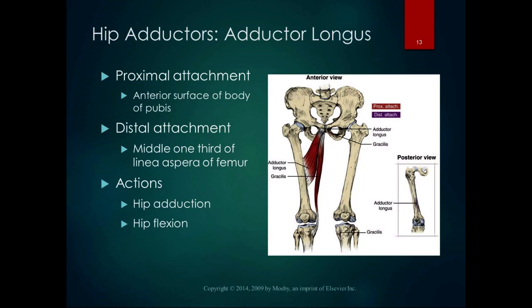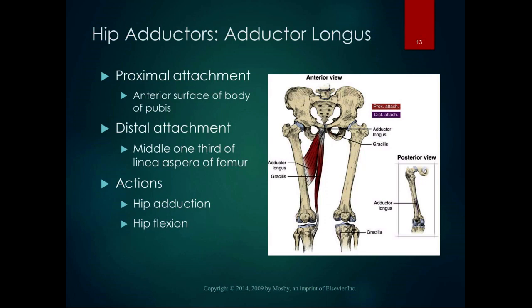So the proximal attachment of the adductor longus is the anterior surface of the body of the pubis, and the distal attachment is the middle third of the linea aspera. So it also goes from the anterior pelvis to the posterior femur. So it has the medial lateral line of pull for adduction and that anterior posterior line of pull for hip flexion. And it gets the obturator nerve. If you look, these guys attach so close to the obturator foramen, that's a really good way to remember that they get the obturator nerve.